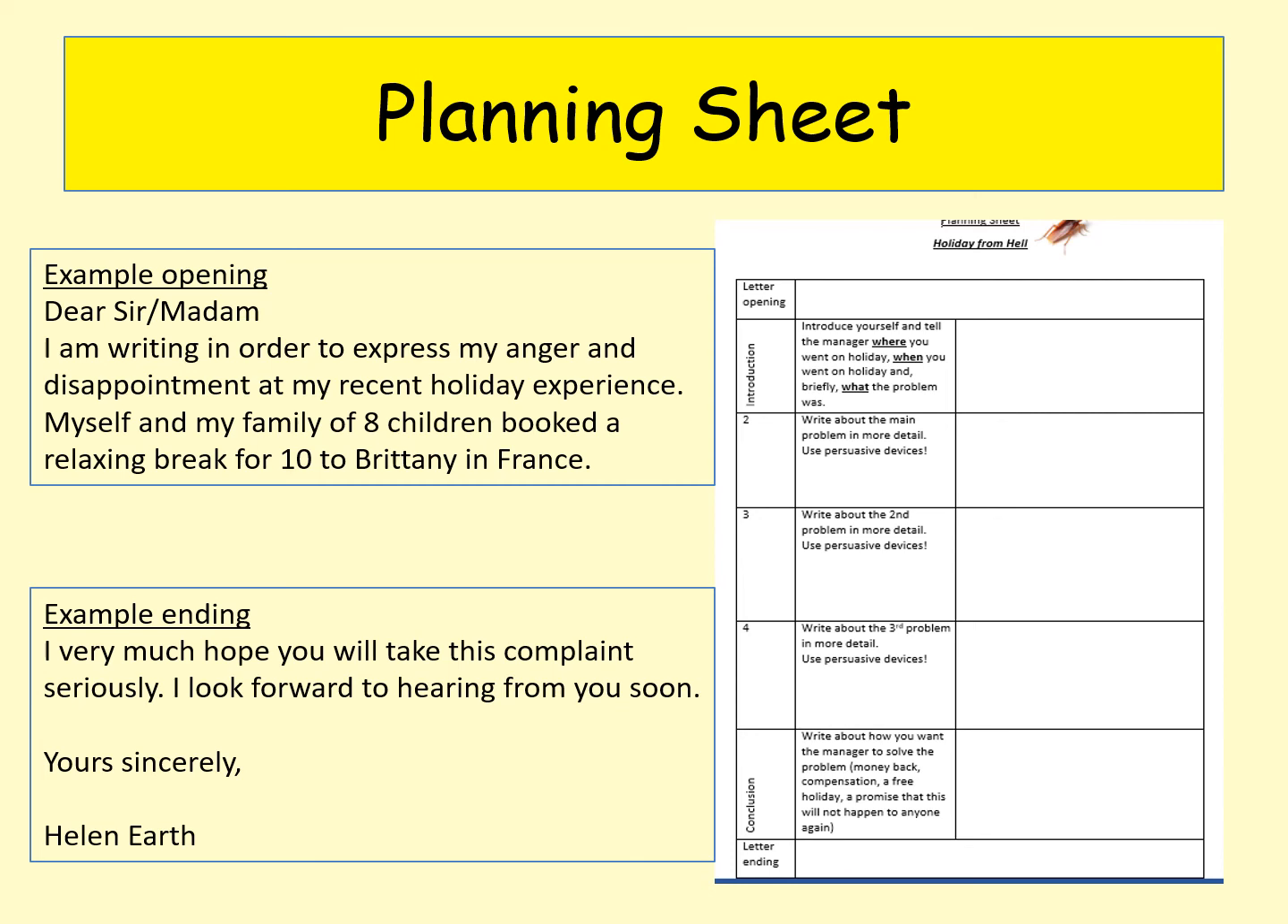Then I want you to go through 3 main problems that happened on your holiday. So write about the first problem here. It might be like insects in the hotel room. What's the second problem? It might be that in the pool, there's no water in the pool or something. And the third problem might be that you got food poisoning from one of the meals in the restaurant. It's up to you to decide.